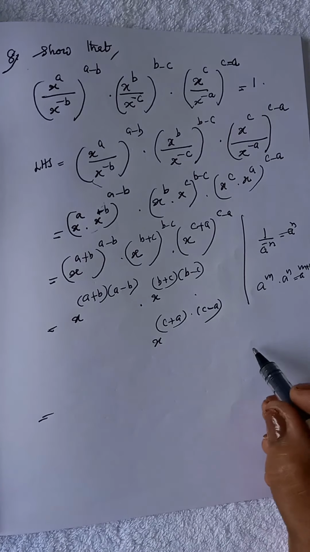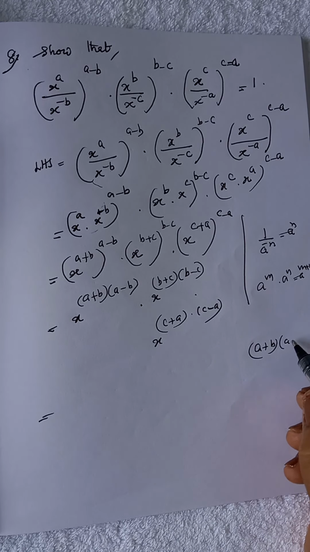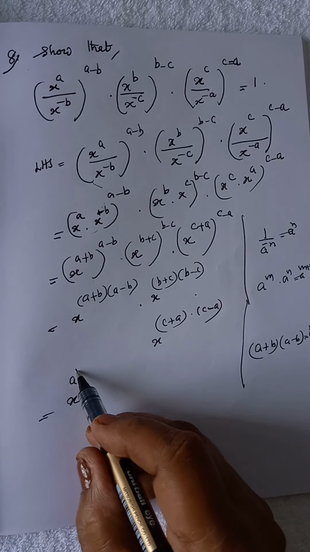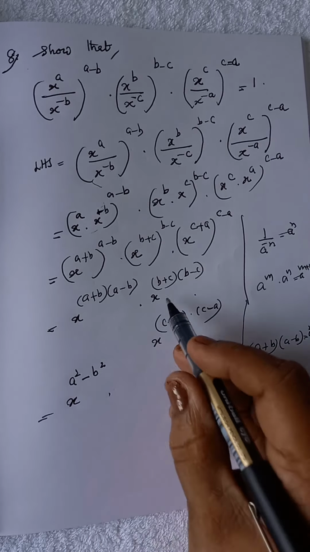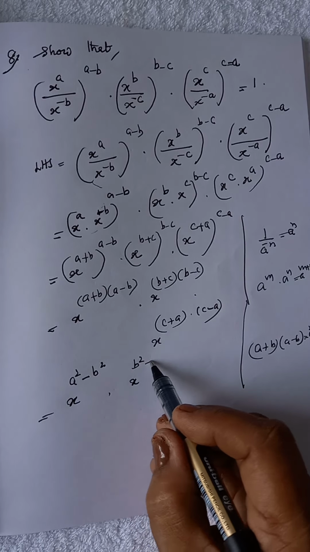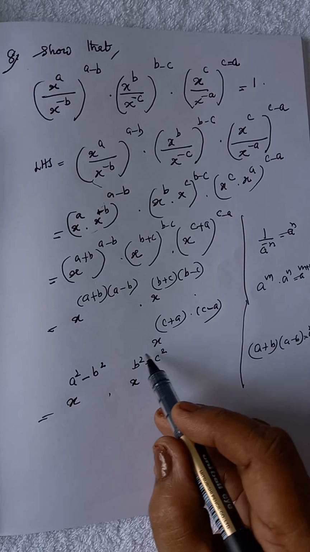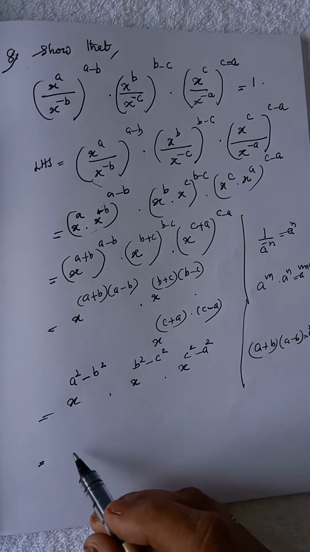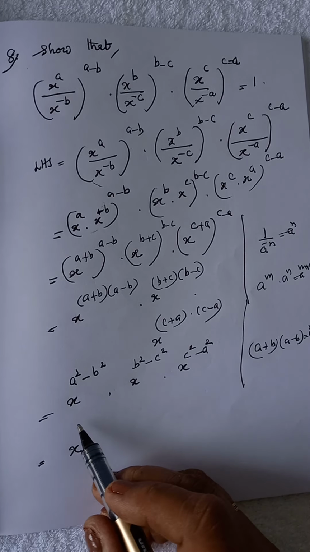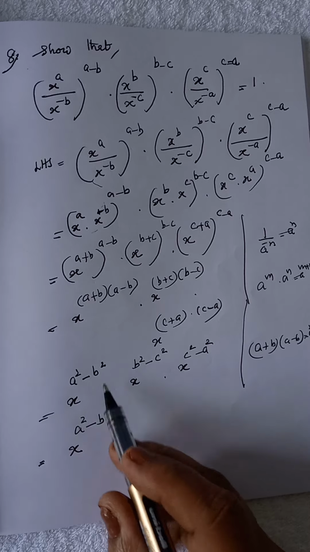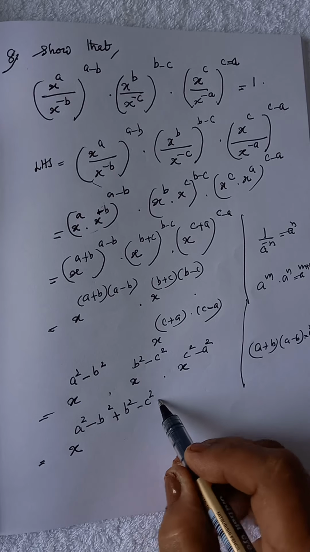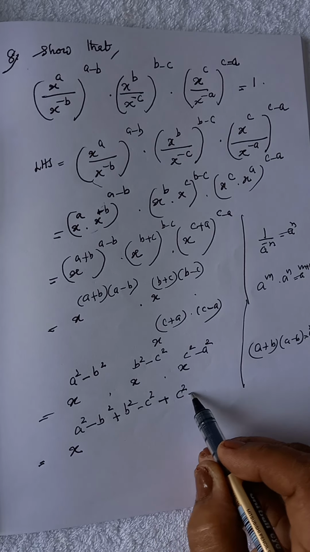Now we know a plus b into a minus b, that is a square minus b square. By using that we can write this as x raised to a square minus b square. Then this is x raised to b square minus c square. Then this is x raised to c square minus a square. Now this is equal to x raised to, bases are same, a raised to 2 minus b raised to 2 plus b raised to 2 minus c raised to 2 plus c raised to 2 minus a raised to 2.